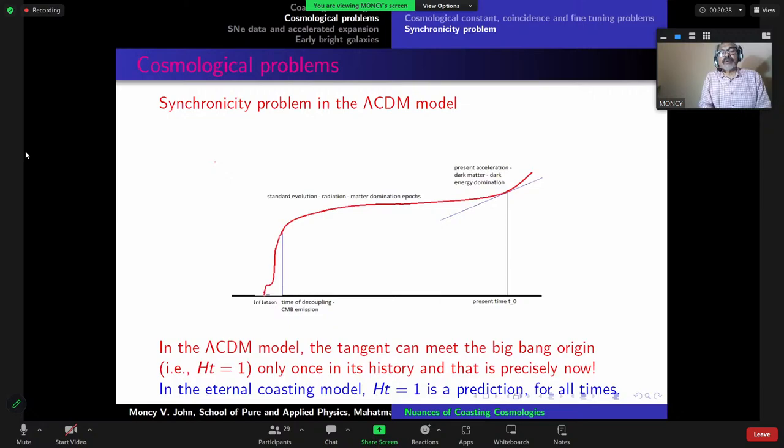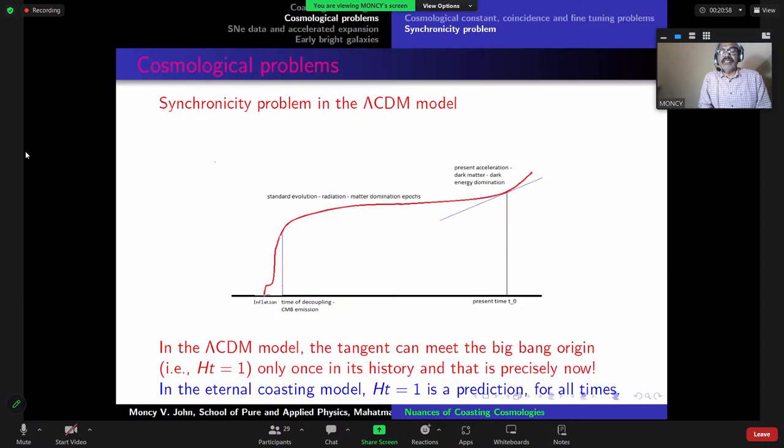One serious problem with the lambda CDM model is the synchronicity problem. The synchronicity problem can be understood from this diagram. Here the red curve represents the evolution of the scale factor in the lambda CDM model. One can see that at present, if you draw a tangent to the curve, that curve may meet exactly the point of the moment of Big Bang origin.